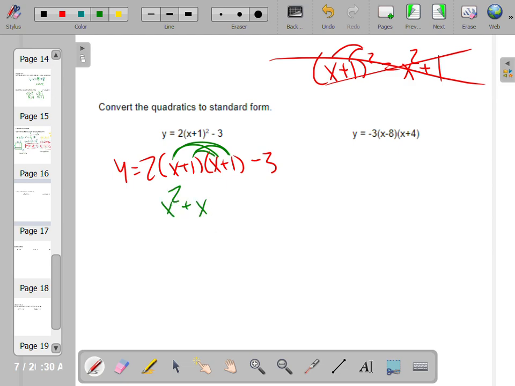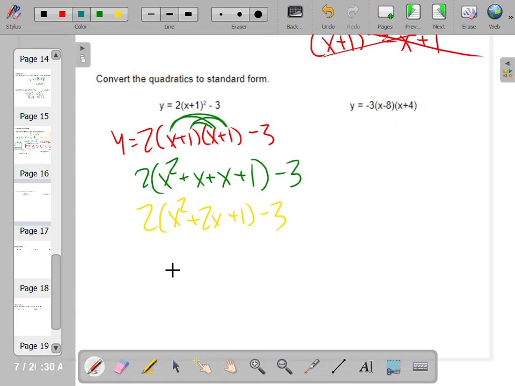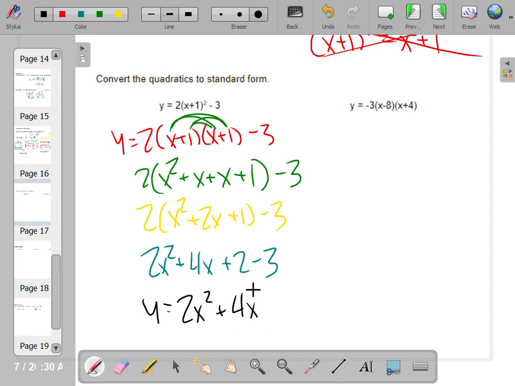X squared plus x plus x plus 1. Combine like terms: x squared plus 2x plus 1, minus 3. Distribute the 2: 2x squared plus 4x plus 2 minus 3. Combine like terms: 2x squared plus 4x, 2 minus 3 is negative 1. Hey, we did it. That is standard form. You have to expand the binomial, then distribute the 2, and then subtract 3. The order of operations is important. You have to follow it.